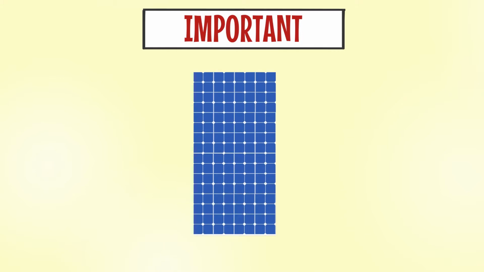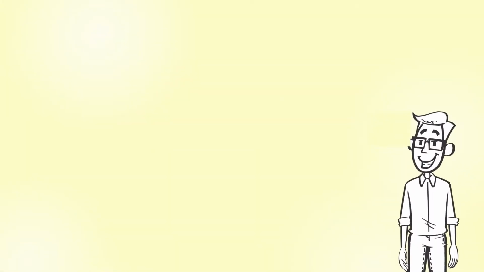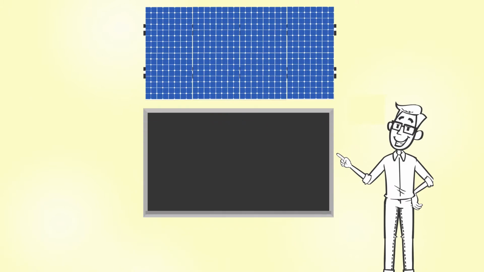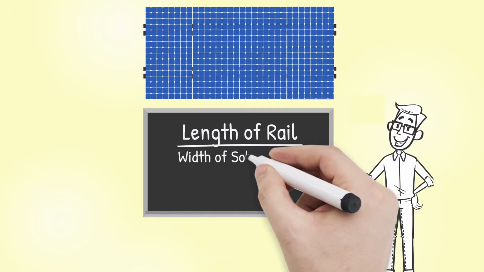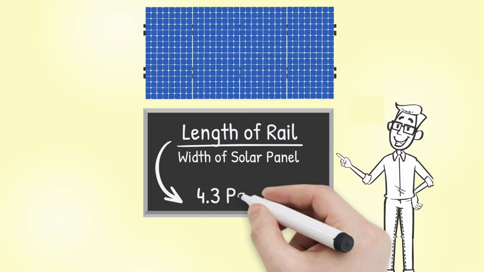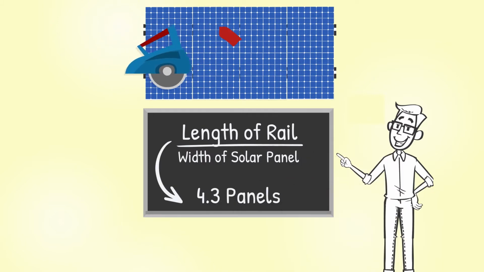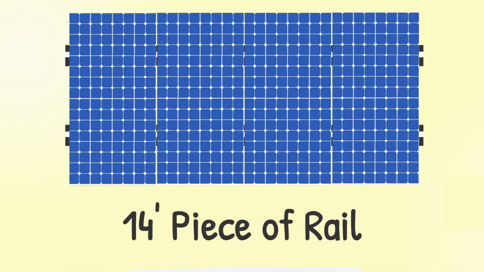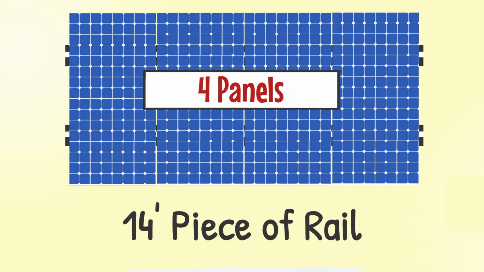It's also important to note that a solar panel in portrait orientation is 39.1 inches in width and 66.9 inches in length. Now, let's figure out how many solar panels can fit on one piece of rail. You would start by taking the length of the rail and dividing it by the width of the solar panel, which would give you 4.3 panels. Since you cannot cut a panel, you would need to round to the lowest number. This means the 14-foot piece of rail would hold a total of 4 panels.